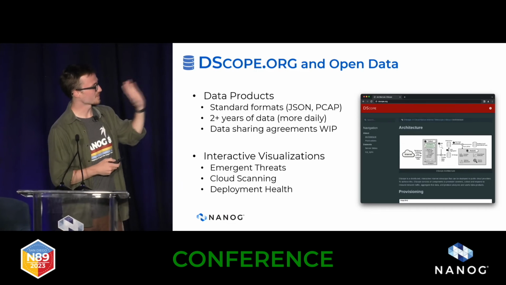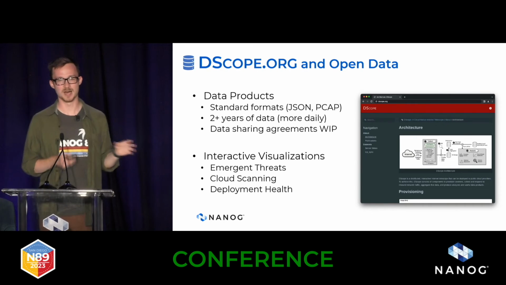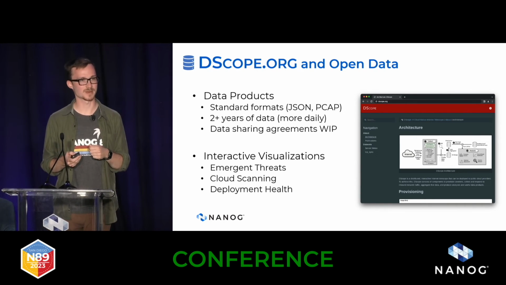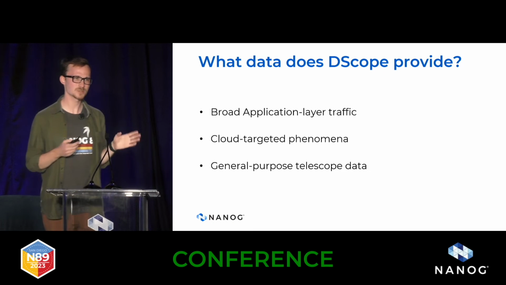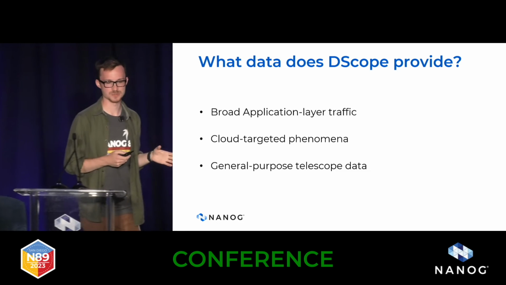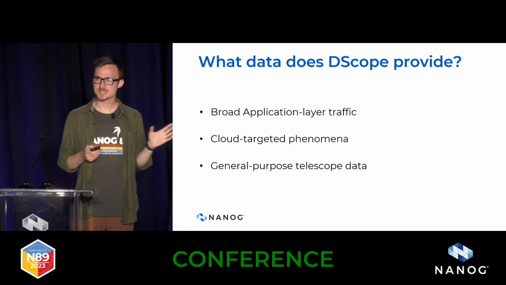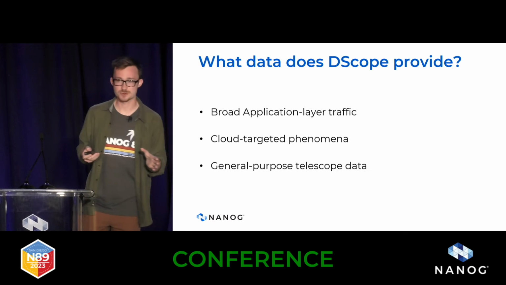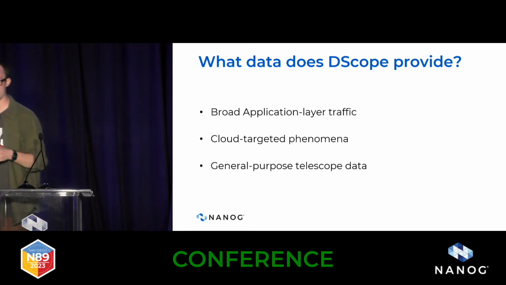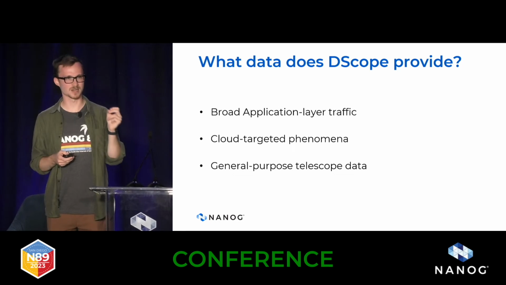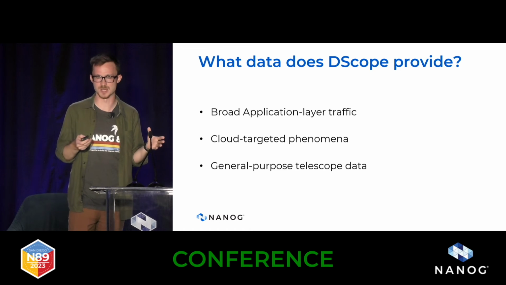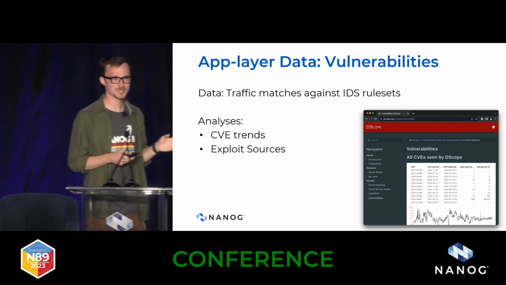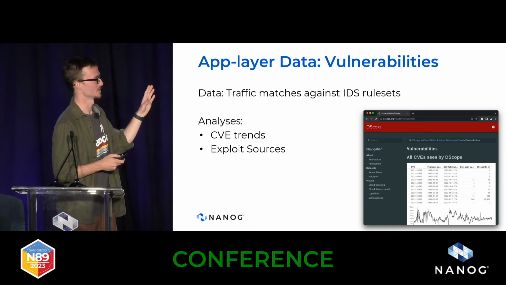We also have a bunch of interactive visualizations online about how new threats are being exploited on cloud services and also how we deploy services on the cloud. Let's look at a couple examples of how this data is useful. So from this telescope, we get broad application layer traffic targeting cloud IP addresses. We get some specific phenomena on cloud services, and we get sort of this general purpose telescope data. Think 5 flow tuples. First, let's look at application layer data, vulnerabilities.